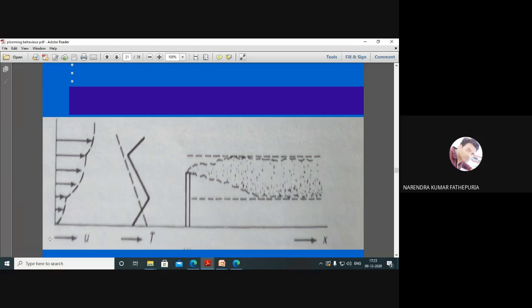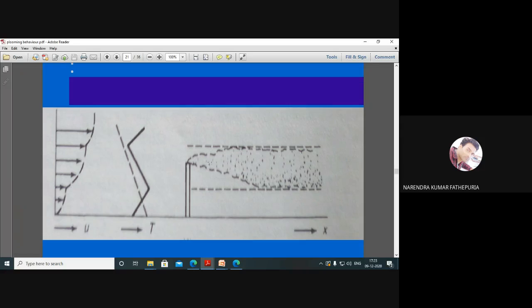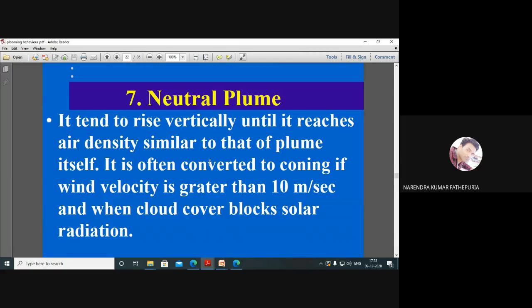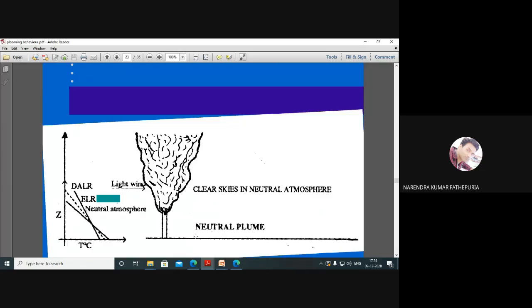Environmental lapse rate with respect to time distance. So this is the sixth condition. Then the seventh is the neutral plume. It tends to rise vertically until it reaches air of density similar to that of the plume itself. It is often converted to coning if wind velocity is greater than 10 meters per second and when cloud blocks solar radiation. This is the condition for a neutral plume.